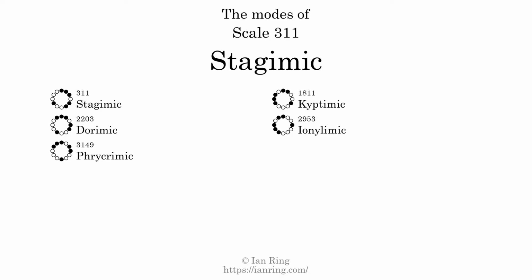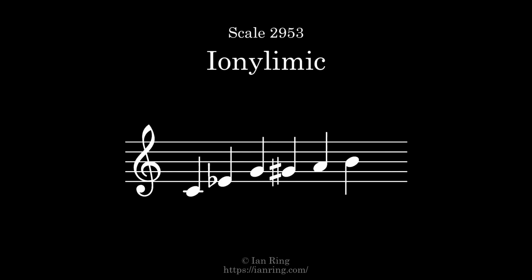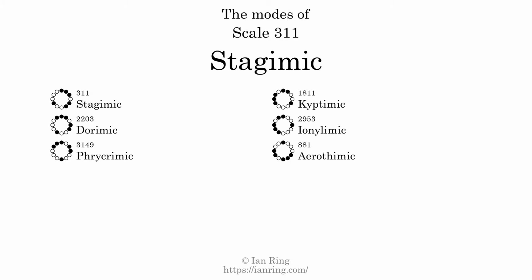The fifth mode is scale 2953, also known as Ionolimic. It sounds like this. The sixth and last mode is scale 881. Also known as arrhythmic. It sounds like this.